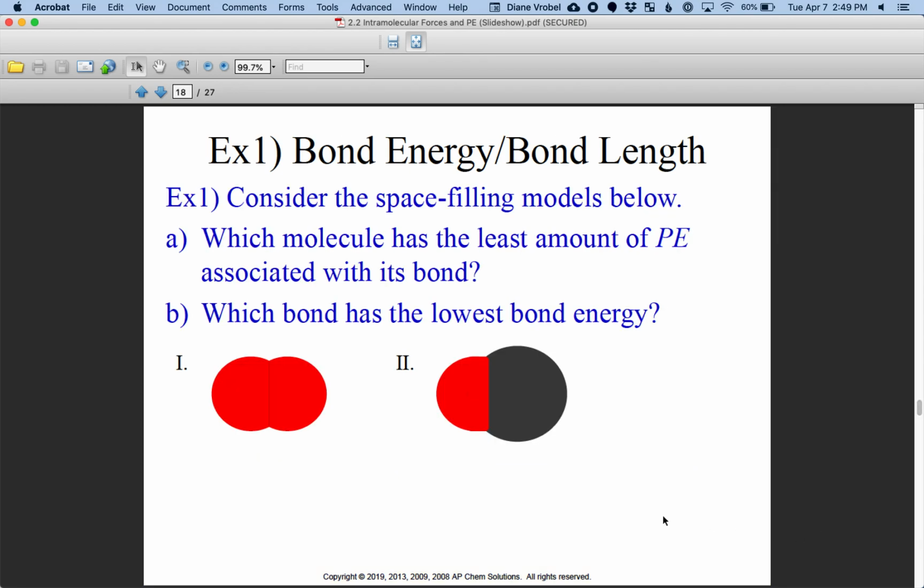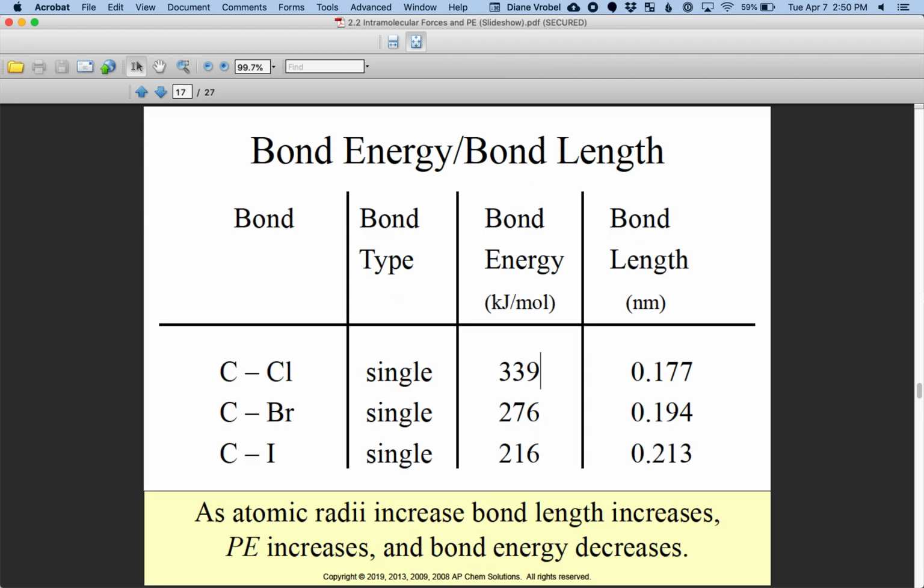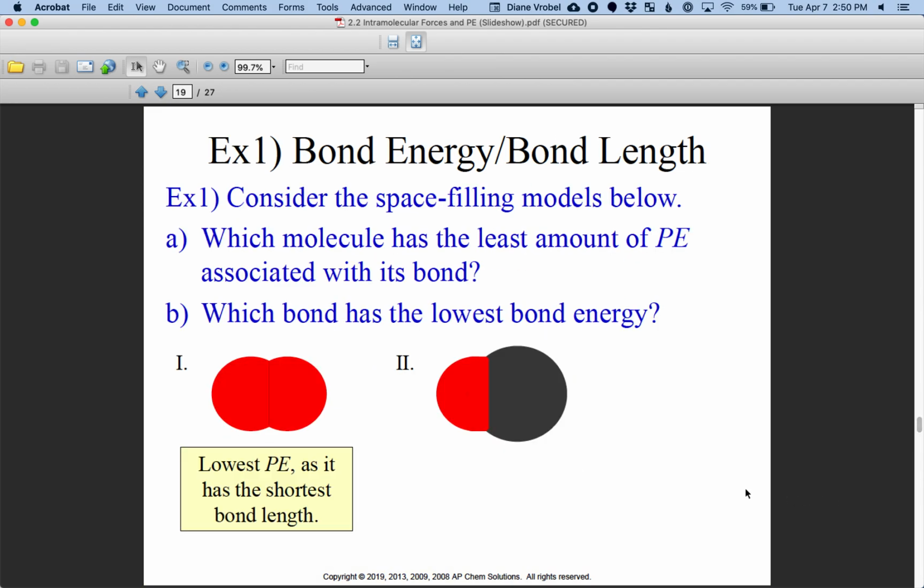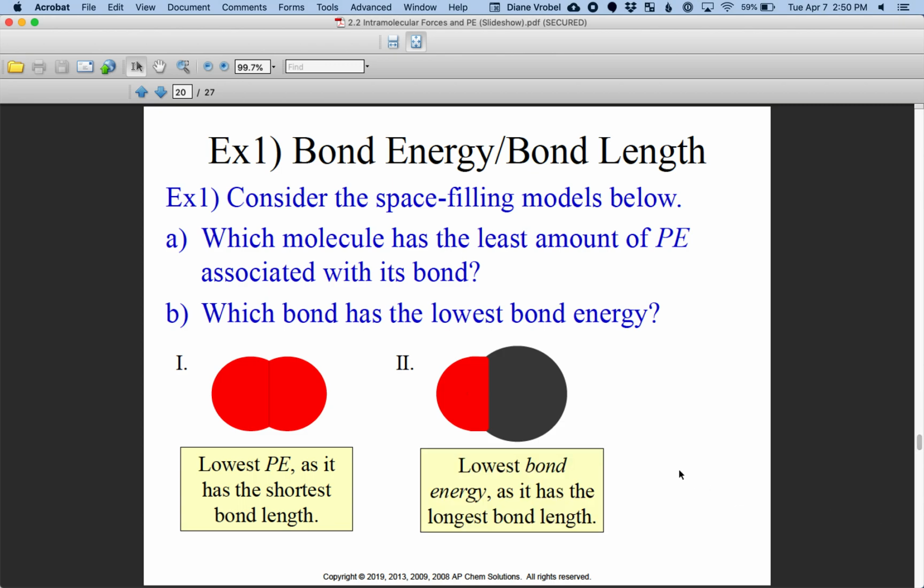Okay, so here is an example where we're just looking at a space-filling model here. And notice that the first compound, they're the same size, whereas the second compound, they are not the same size. So they want to know which had the least amount of potential energy and which one has the lowest bond energy. Oops, sorry guys. So notice that number 1 has the lowest bond energy because it has the shortest bond length. And number 2 has the lowest bond energy because it has the longest bond length.